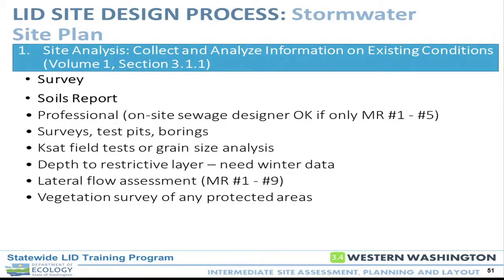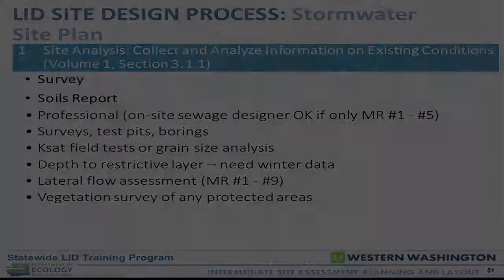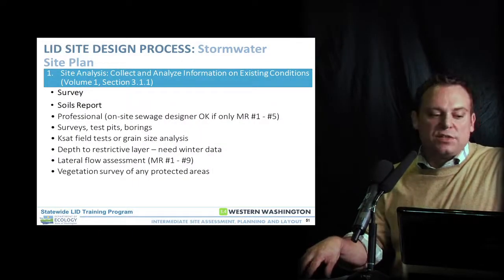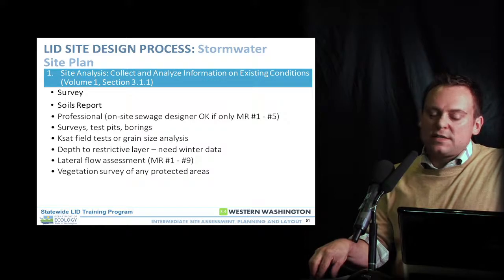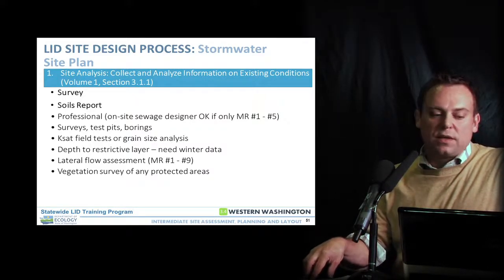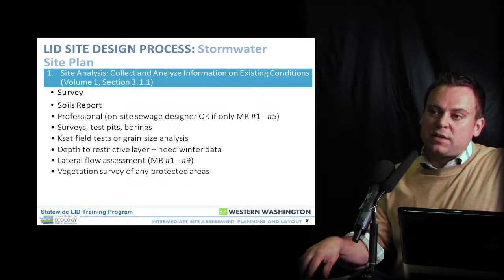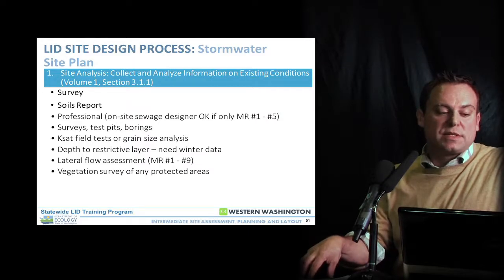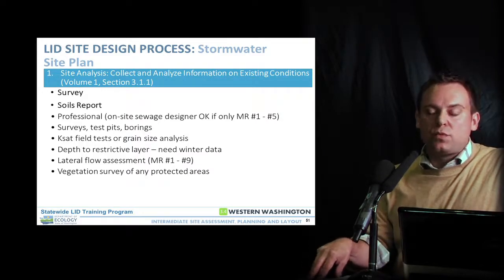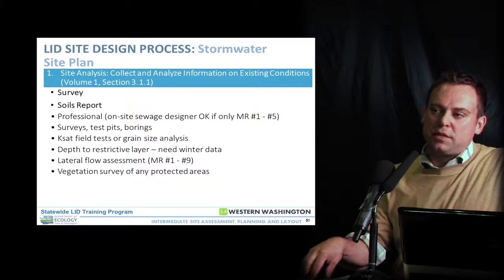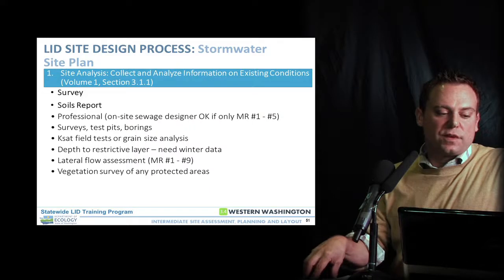If you're only doing a small site that requires MR 1 through 5, then an on-site sewage designer is okay for that assessment. You also need to document in that soils report the surveys, test pits, and borings, what exploration data did you do. And really what's key there is KSAT, which is the saturated conductivity of the soils. What is that infiltration rate you're designing to? From either tests, direct tests, or grain size analysis, and there's more details in the manual about how you come across those estimates. What is the depth to the restrictive layer? And what's critical here is what is the restrictive layer during the winter? What is that minimum depth to the restrictive layer?